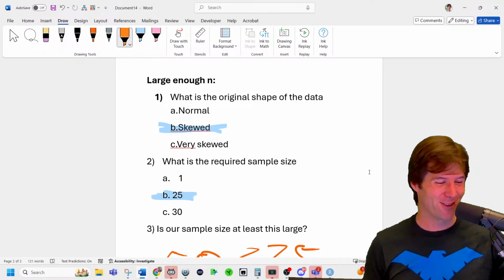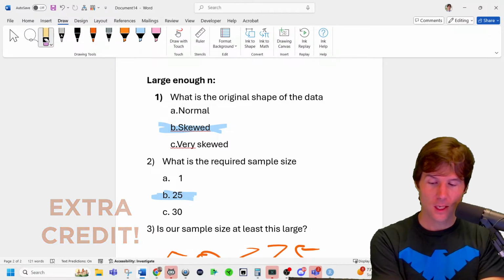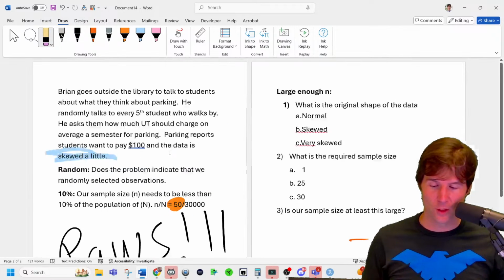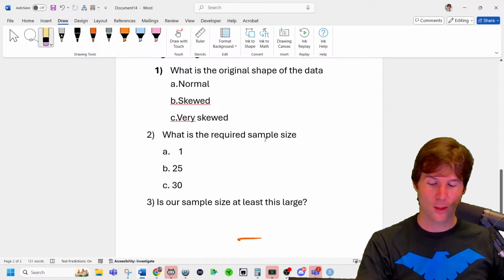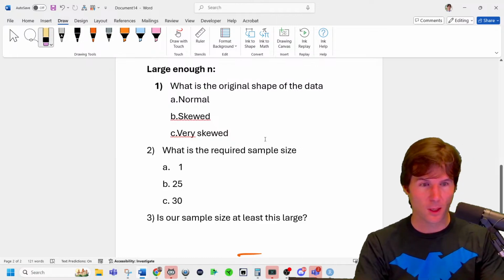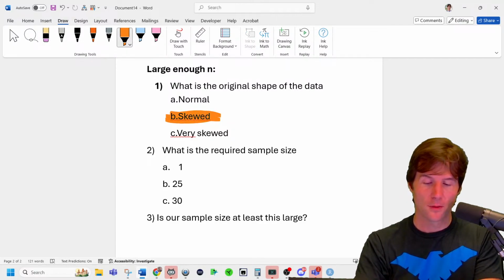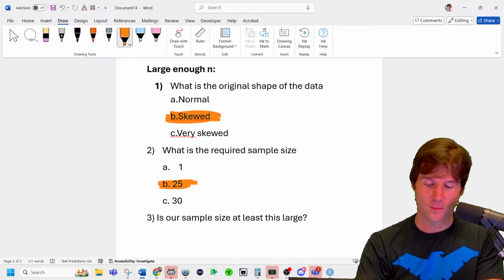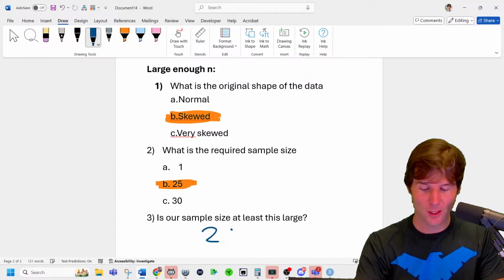Pause right there. Thank you, Noel. 1,000 points. And large enough n requires us to do the following. Does anyone remember how I described my original distribution? Brian described his original distribution in this problem as having what shape? It was skewed, right? So Brian said it was skewed. That means we need a sample size of at least 25. So Brian's sample size, ironically in this problem, 25, is greater than or equal to 25.